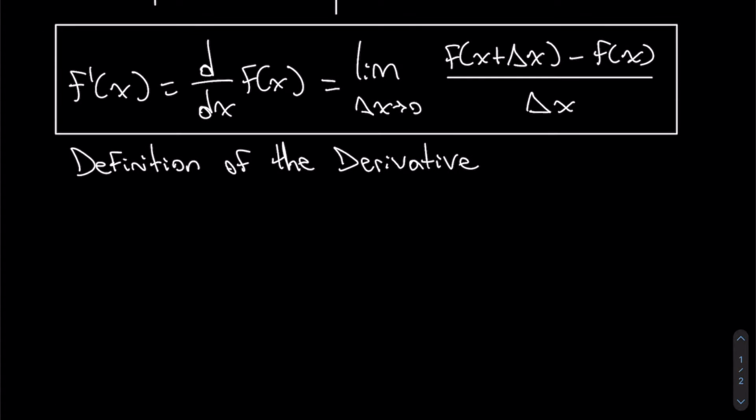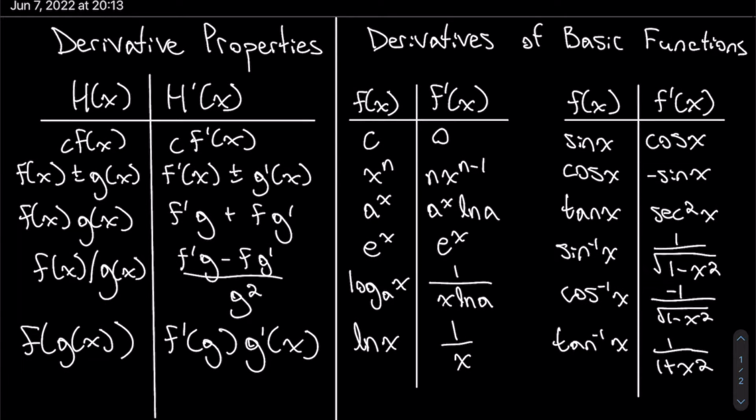So for that, we're going to need to remember what the definition of the derivative is, because I'm going to be using this a lot to prove everything. So let's just get right started. So let's start by proving all these derivative properties on the right side here.